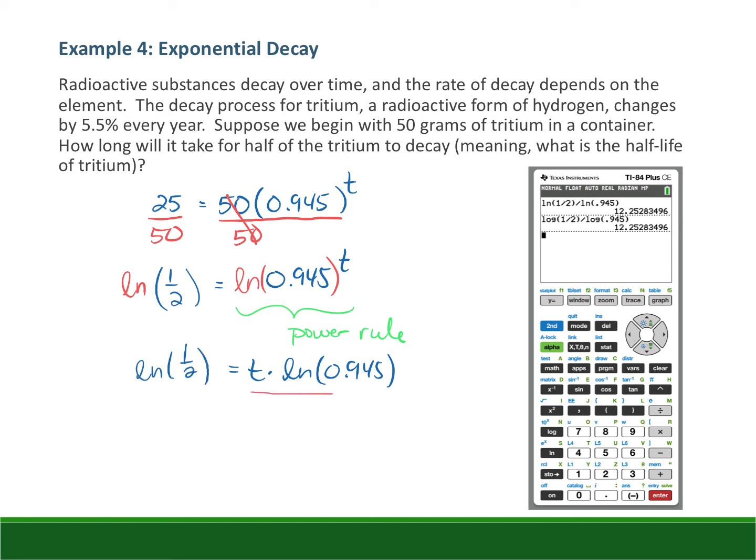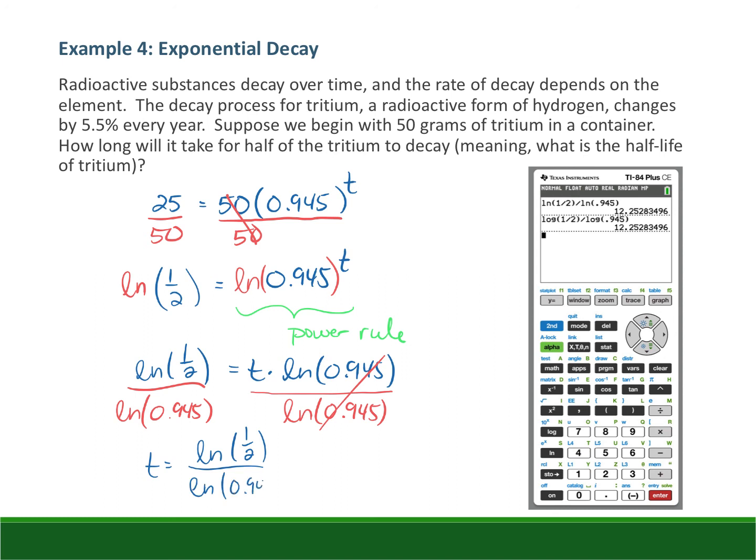And so here, my last step is to divide the right-hand side by the natural log of 0.945. That cancels out. And then again, whatever you do to one side, don't forget to do the same thing to the other side. And then put all of this into your calculator. So t is equal to the natural log of 1/2 divided by the natural log of 0.945. And you can see here on the calculator on the right, when you put that into your calculator, we get 12.25, so 12.25 years.